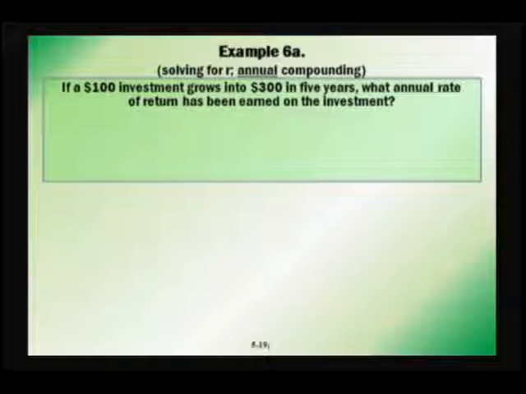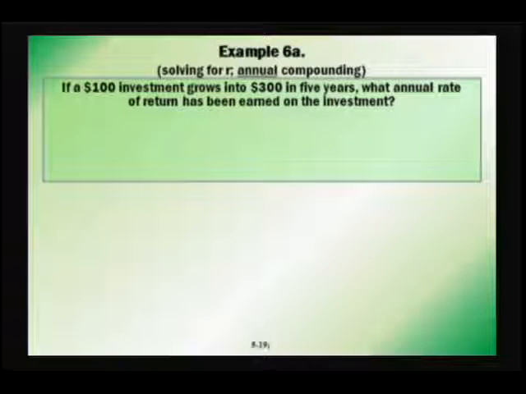A $100 investment grows to $300 in 5 years. What is the annual rate of return? So what factors do I have there? Do I have a number of periods? Yes, 5. Do I have an interest rate? I don't see one.